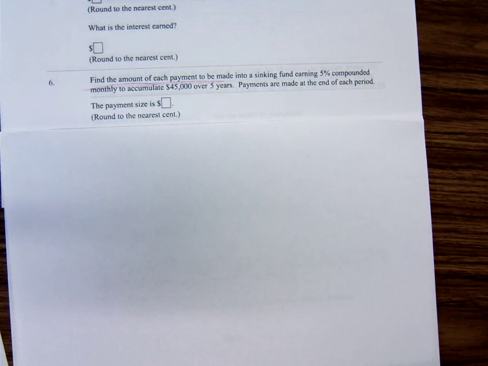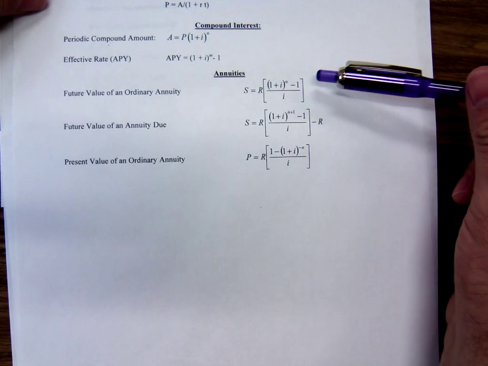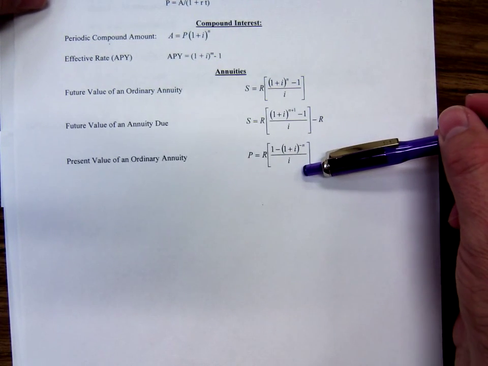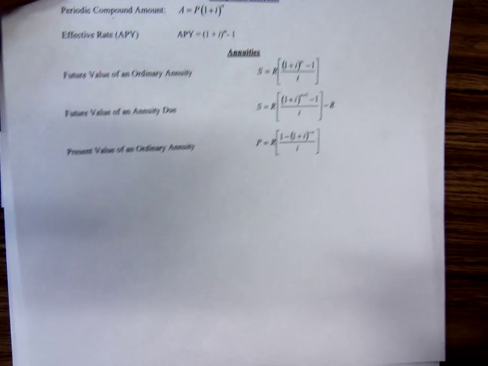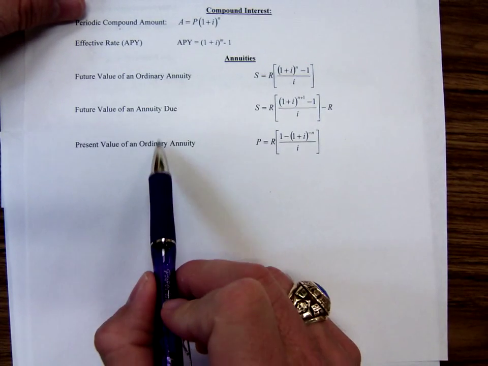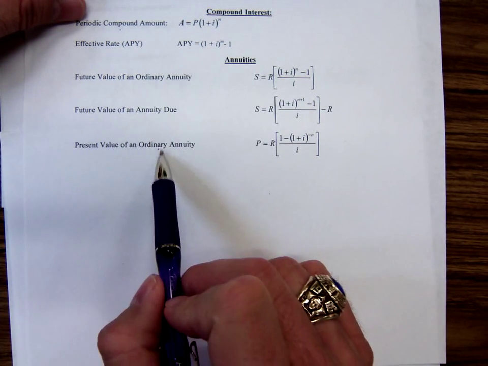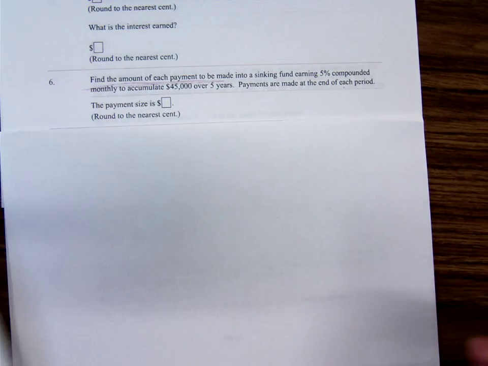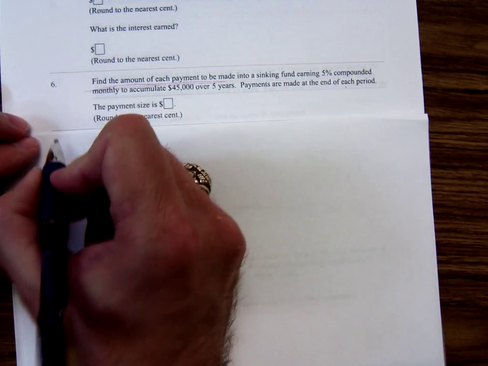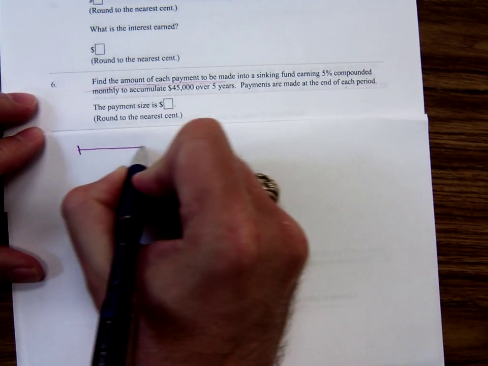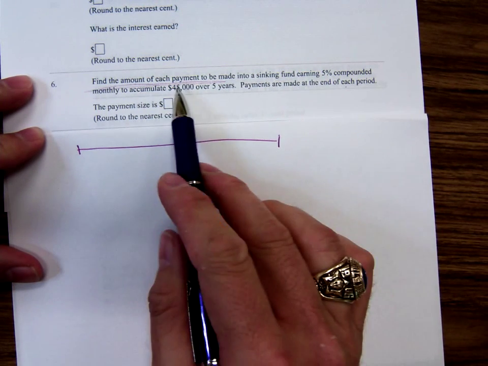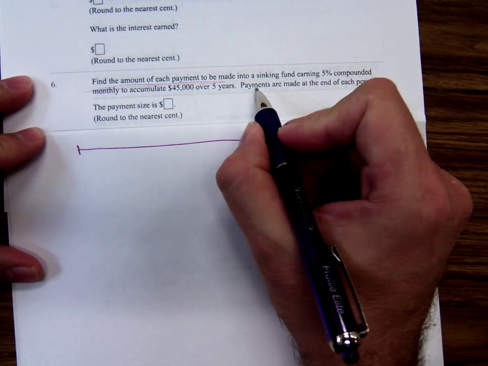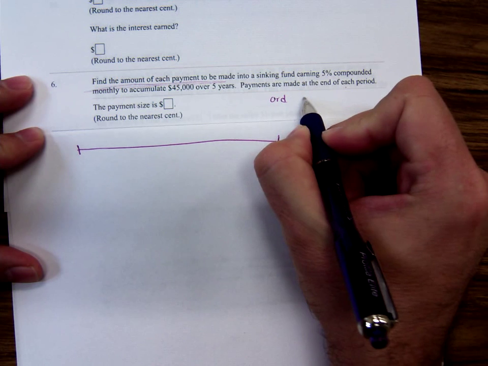So, which annuity formula are we going to use? Well, payments are made at the end of a period, so that means ordinary annuity. So it's either future value or present value of an ordinary annuity. So let's see on this one here. I'm just sort of thinking my way through problem 6. Find the amount of each payment to be made. Okay, so we know it's an ordinary annuity.